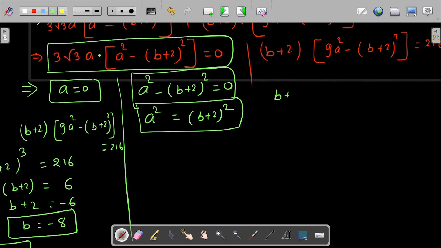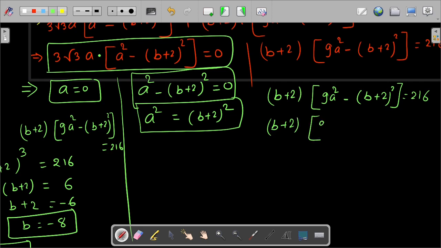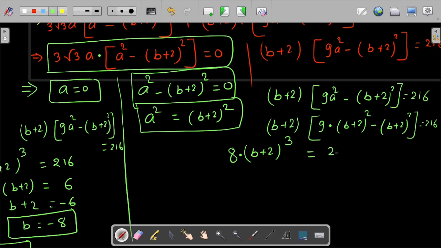So the second equation was 9a square minus (b plus 2) whole cube equals 216. As we know that a square equals (b plus 2) whole square, so in place of a square we write (b plus 2) whole square. So this will be 9 (b plus 2) whole square minus this, so this will be 8 (b plus 2) whole square, and this will become cube, equals 216.